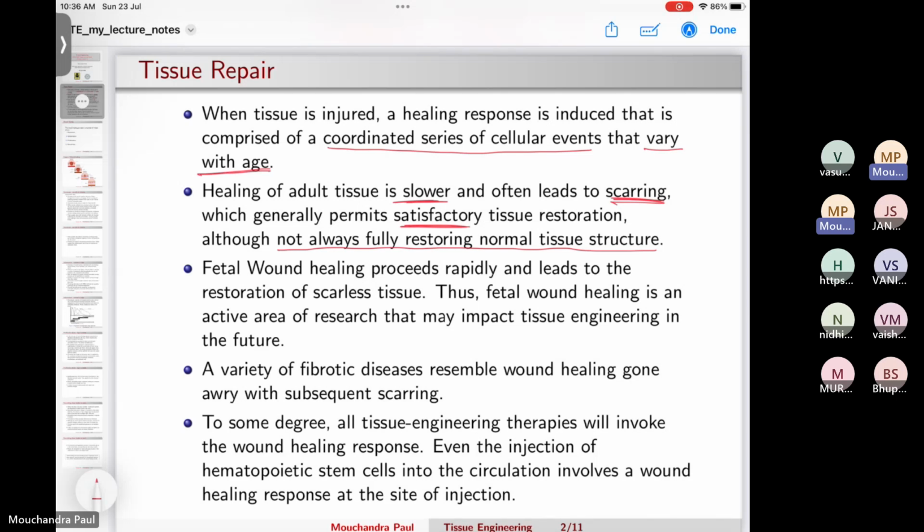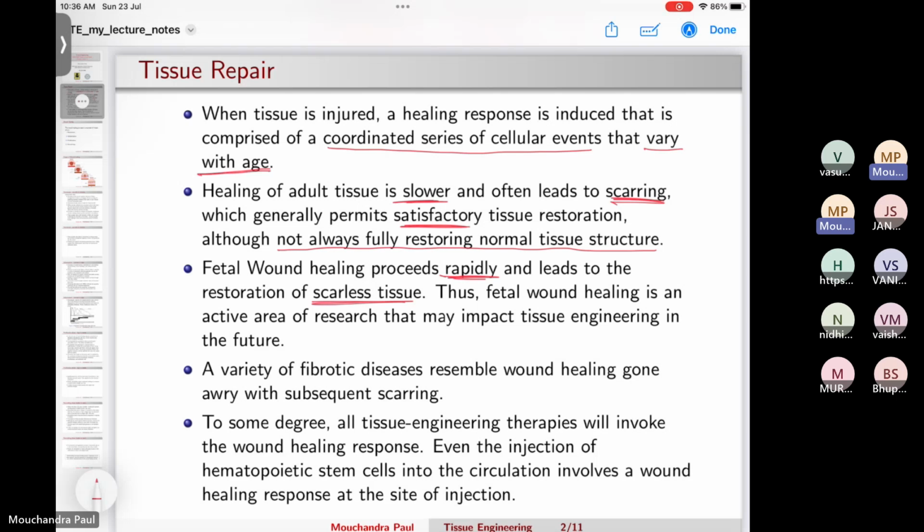But if a fetus, inside the womb, somehow gets some kind of injury to its tissue, then the wound healing process that will take place in that fetus is relatively faster. So it proceeds at a faster rate, and it leads to scarless tissue formation, meaning the tissue completely returns back to its original state. There is no formation of any scar.